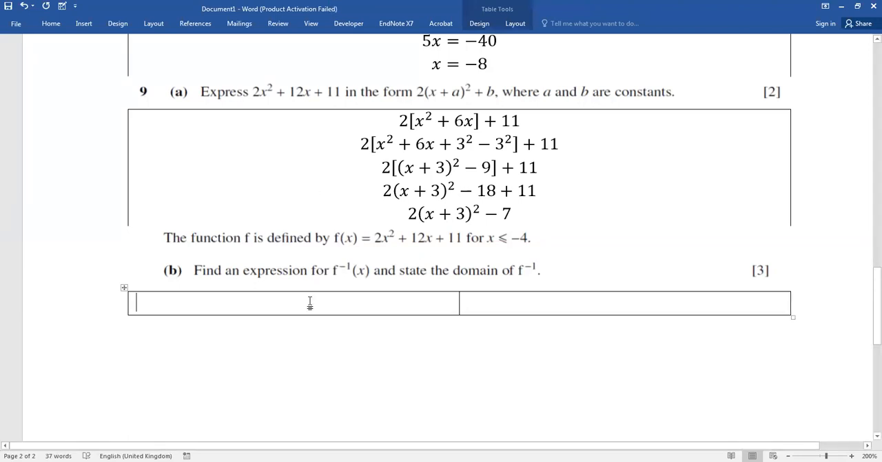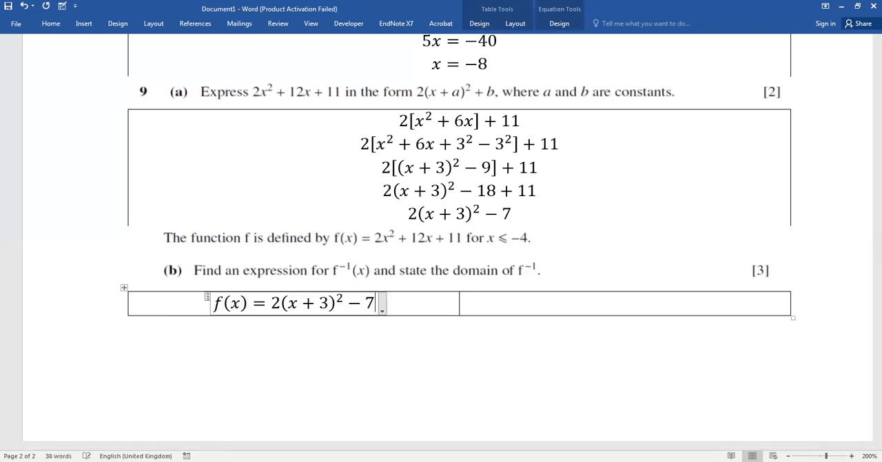Convert this into a sketch, and how will you form the sketch? Happy face? Happy face, minus 3, minus 7. Minus 3 and minus 7 are the vertex, or the coordinates of the turning point. Is this clear?